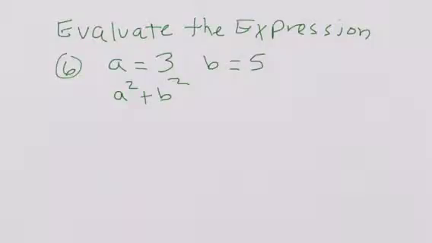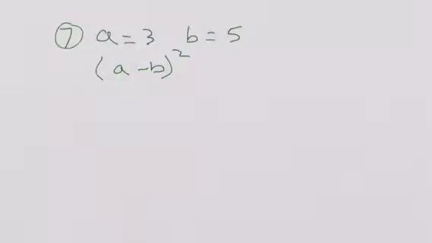All right, we're going to evaluate, so that means we're going to find the value. The first thing that we're going to do is substitute in the values. So we have to write 3 in for a, and that's 3 squared plus 5 squared. Now we're going to do 3 squared, which is 3 times 3, that's 9, plus 5 times 5, which is 25. And so our 5 squared, which is 25, so then that's going to give us 36.